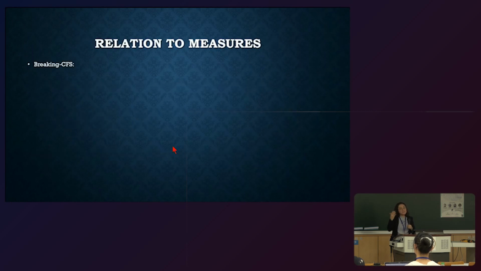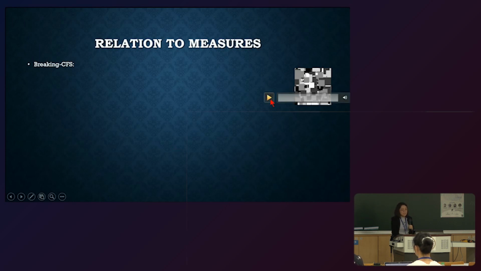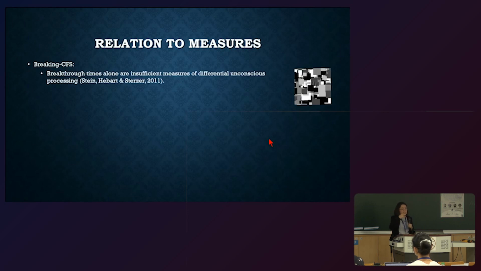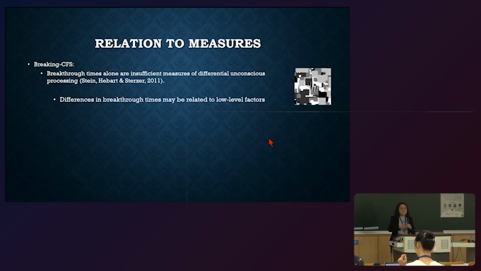So how is it related to measures? One of the measures within the CFS literature is called breaking CFS. The basic idea is you measure the amount of time for a stimulus to gain visual awareness. There is some discussion that these breakthrough times are insufficient to gauge differential unconscious processing. One reason people complain is that maybe because the stimulus is fractionated, you're just seeing the bright parts of the eyes, you don't actually see the face.